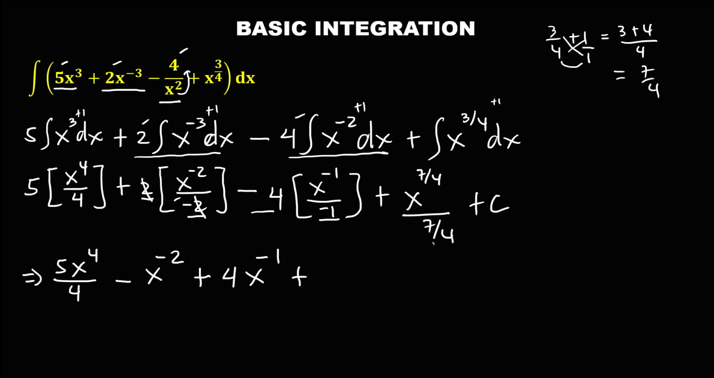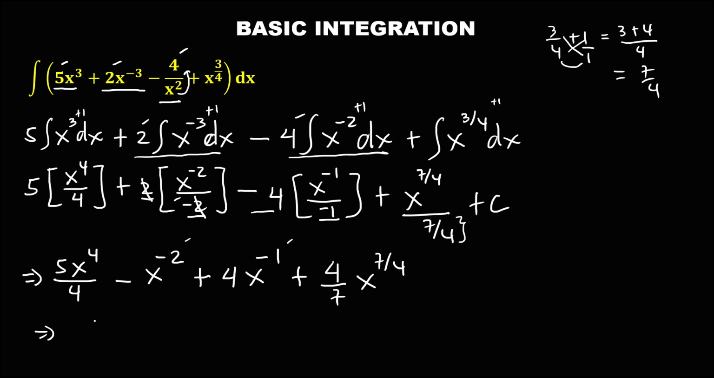Then plus. So for this term, we need to find the reciprocal for this 7 over 4. And the reciprocal is 4 over 7. Then x to the power 7 over 4. Then to make these exponents positive, so bring down.